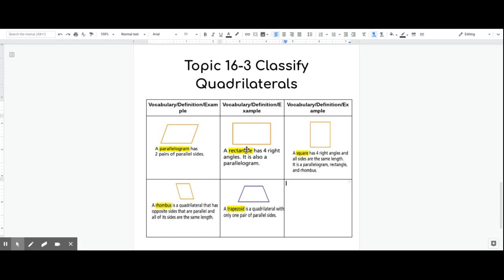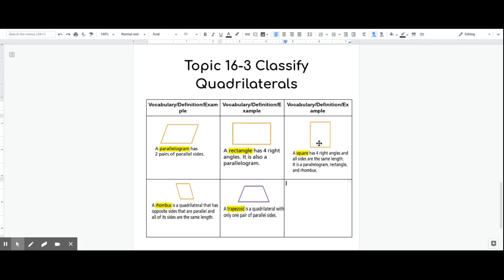Rectangle has four right angles. So right angle, right angle, right angle, right angle. And it is also a parallelogram because the left side and the right side are parallel to each other, and the bottom and the top are parallel to each other. So it has four right angles and two pairs of parallel sides. So a rectangle is a parallelogram.